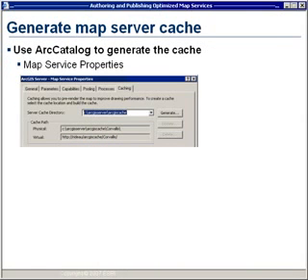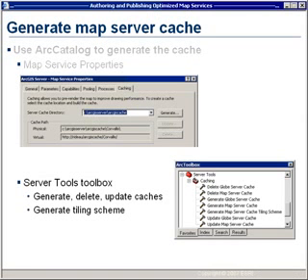The next part of this is to generate your map server cache. We can use our catalog and work with the caching properties tab for the map service, as you will see in a few minutes, or you can access the server tools toolbox, where a series of tools are available for generating, deleting, updating, and generally managing your cache.